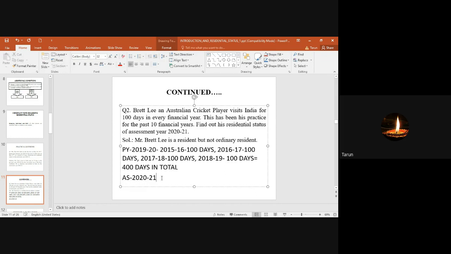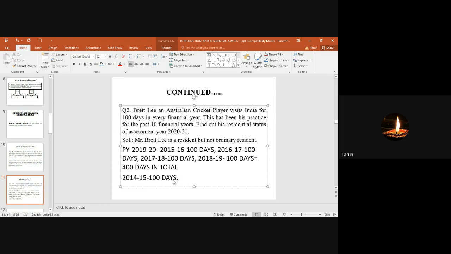Now we have to talk about the second part. The second part of the additional condition is 730 days or more during the 7 financial years. So let's talk about 7 financial years. We go back further, 7 years. 4 years is already covered. So 2014 to 15, right? 100 days.